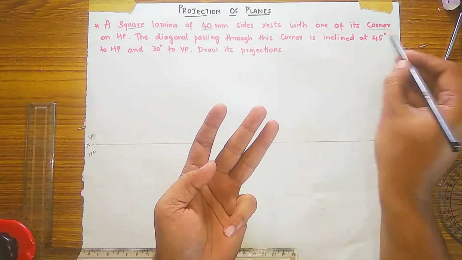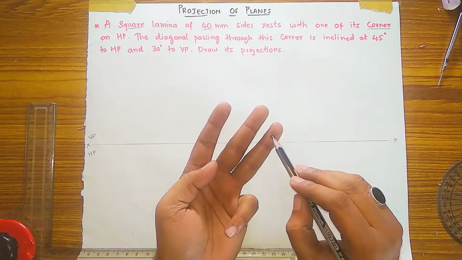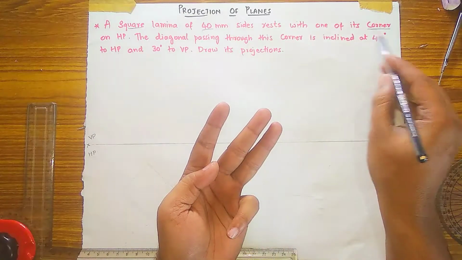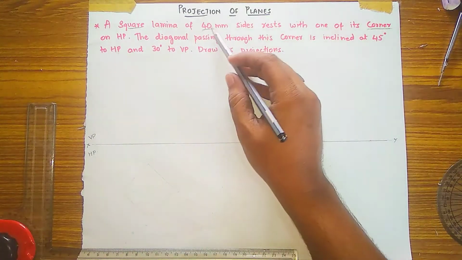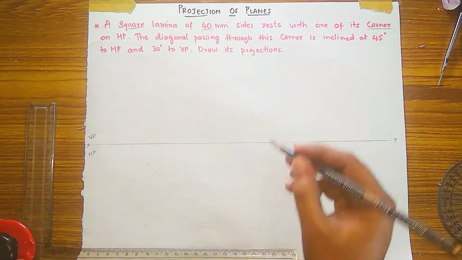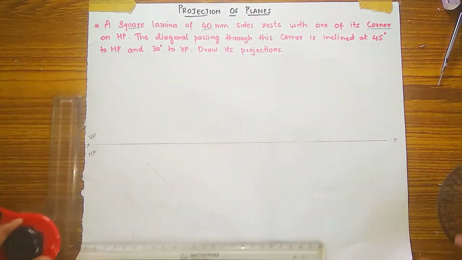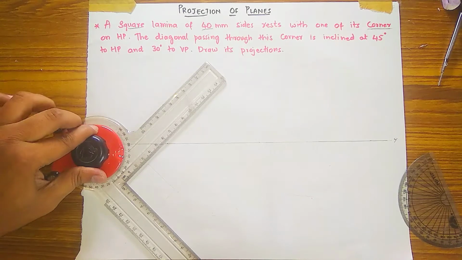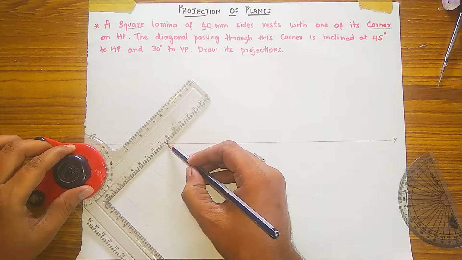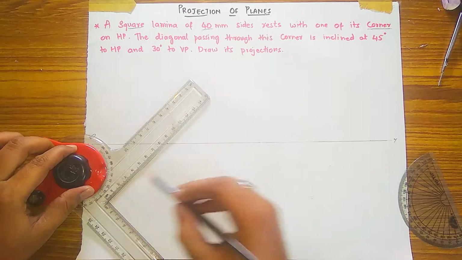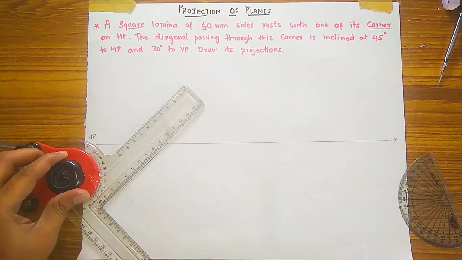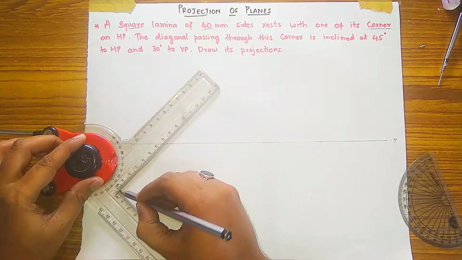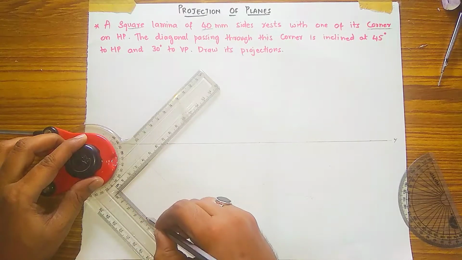It rests with one of its corners. The plane, a square having 40 mm side, is resting on a corner. So how do we draw a square of 40 mm resting on a corner? I am showing you. Take a point here, and with your mini drafter or protractor, adjust to a 45 degree angle and draw a 45 degree line. Then on that line, draw 40 mm sides here and here also.